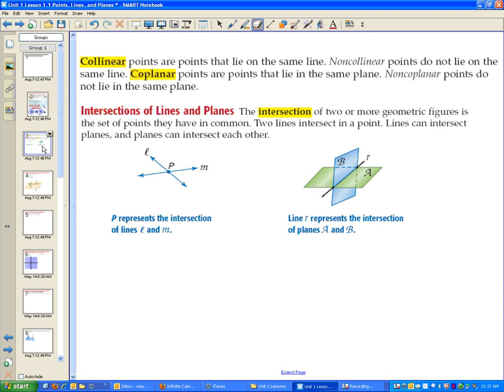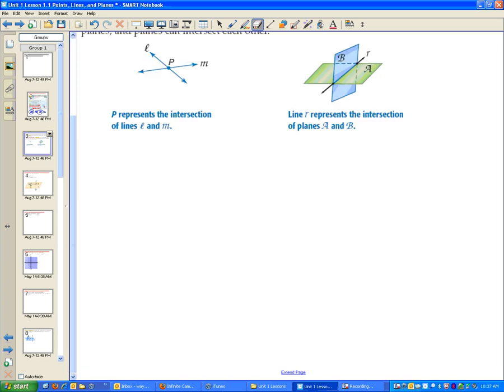Here's the first one, collinear. Collinear points are points that lie in the same line. So if collinear means they're in the same line, non-collinear means they're not. So non-collinear points do not lie in the same line. Let me give you some examples here. If I put point A and point B, they're collinear automatically. No matter where I put 2 points, can't I always draw a line through them? So 2 points are always collinear no matter what.